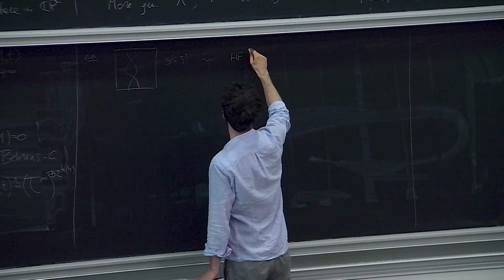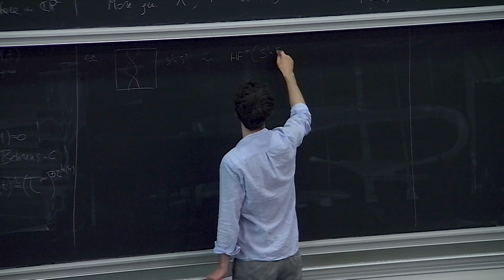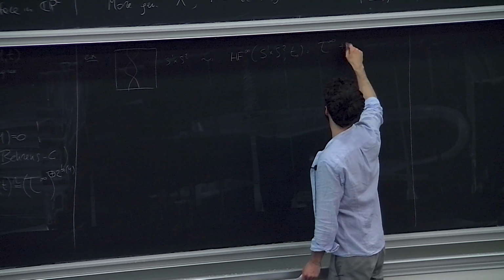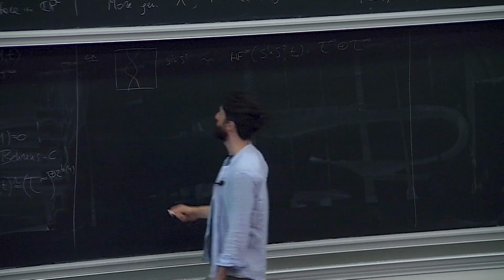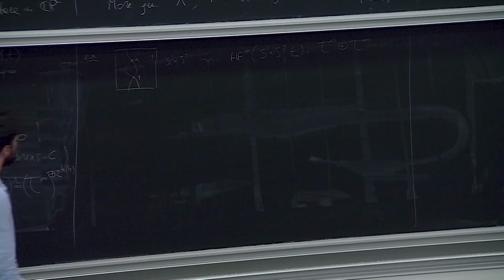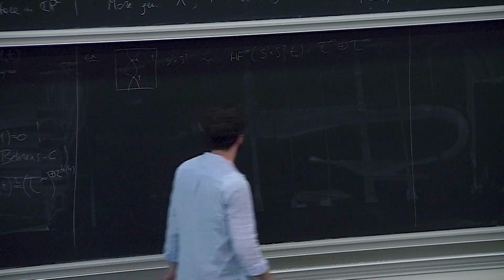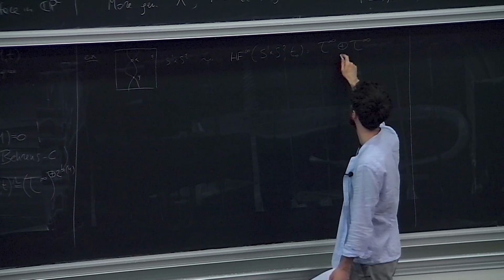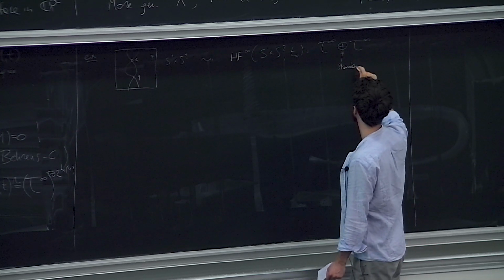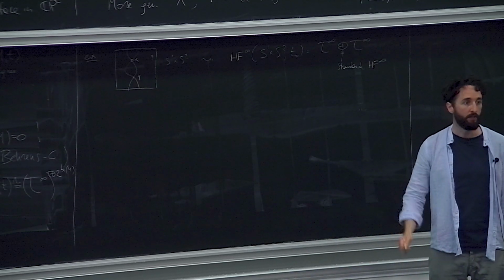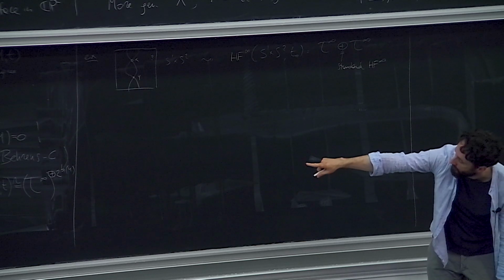HF infinity of S1 times S2 in the unique torsion spin C structure is just the direct sum of two towers, one generated by one of the generators, the other generated by the other generator, and there's no differential. This is the homology, not only the group, the chain complex. And so this has standard HF infinity because b1 of S1 cross S2 is 1, and we have 2 to the 1 towers.